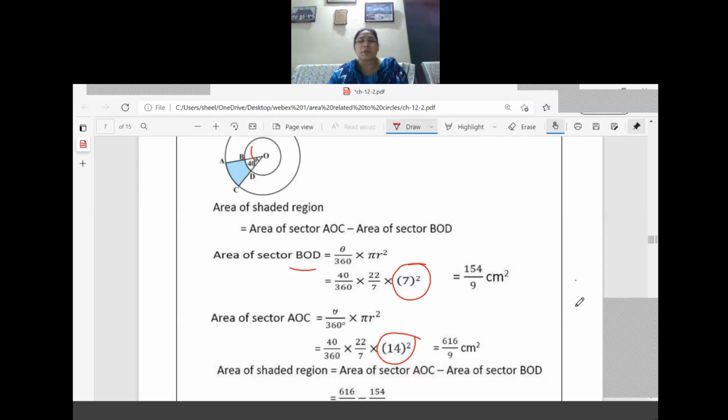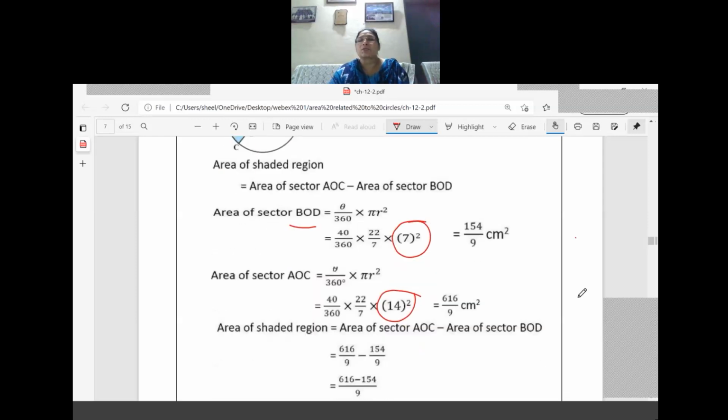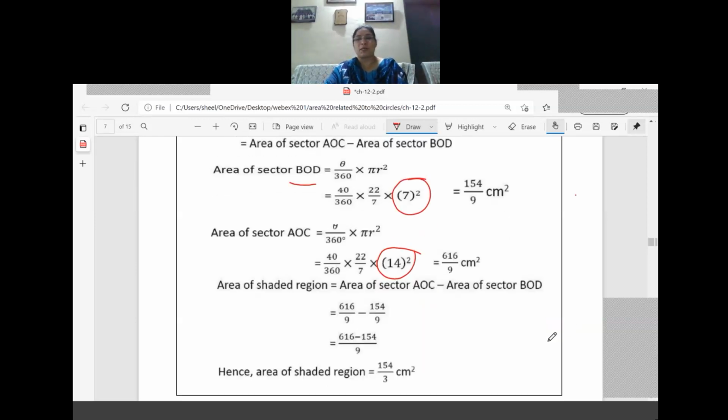Now what is the next step? Area of the shaded region is asked. So we should do the subtraction. So the area of the sector AOC minus area of the sector BOD, that is equal to 616 by 9 minus 154 by 9. Both the denominators are the same, so we can simplify first, and area of the shaded region is equal to 154 by 3 centimeter square.